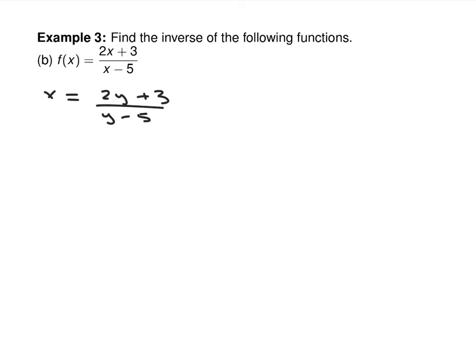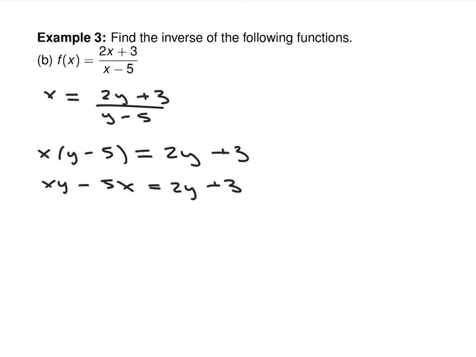So what's the first thing you would think of doing on this question? Multiply by y minus 5. x times (y minus 5) equals 2y plus 3, or xy minus 5x equals 2y plus 3. You could divide by y, but that's really going to put y's in denominators, and that's going to be kind of silly, right? Any other ideas?